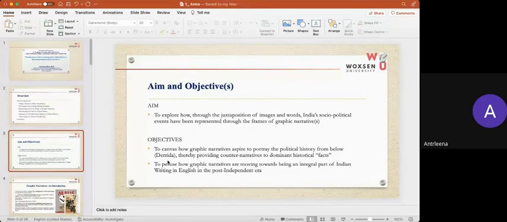What I mean to say here, to use Derrida's concept, is that you need to understand political history beyond what is represented in the history books, because history books are very selective. History books are written by the victorious. We want to read a political history that is written from below, by the commoners, the common people, the marginalized people. And second is to peruse how graphic narratives are moving towards being an integral part of Indian writing in English in the post-independence era.